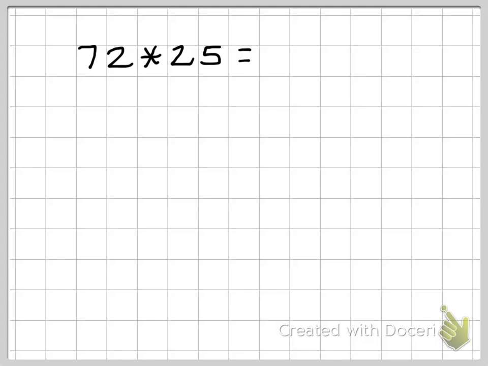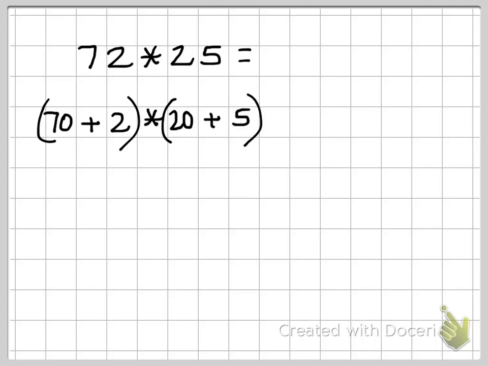I hope you started by breaking those big numbers into their expanded form to make them easier to work with. 72 would become 70 plus 2. And 25 would become 20 plus 5. Time for wrestling.